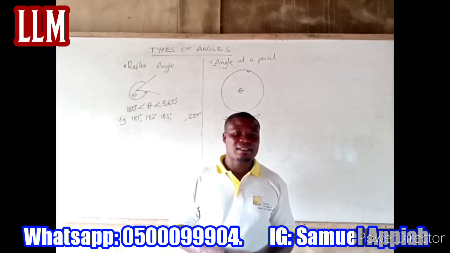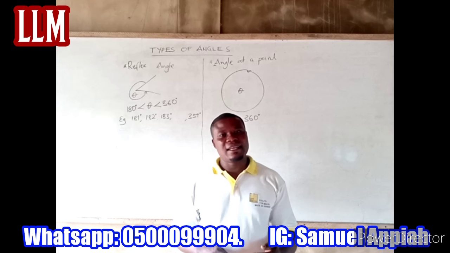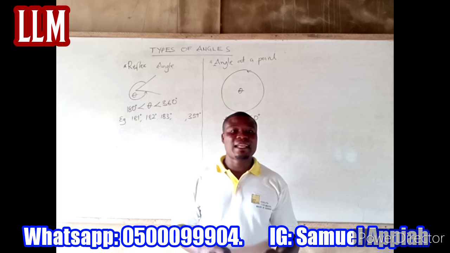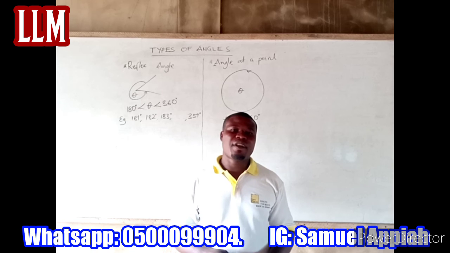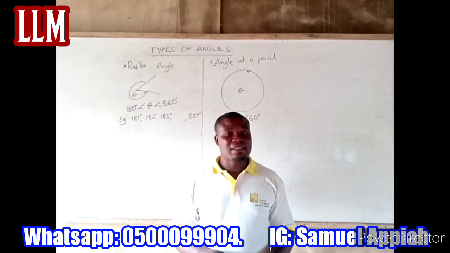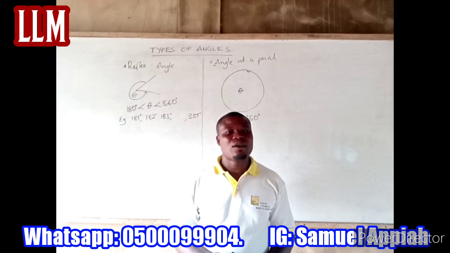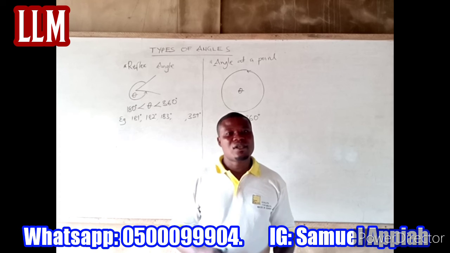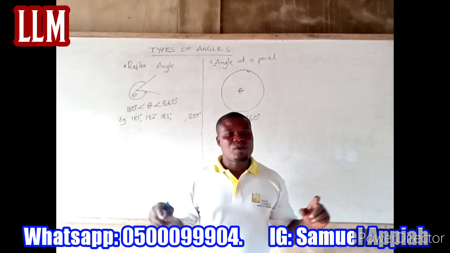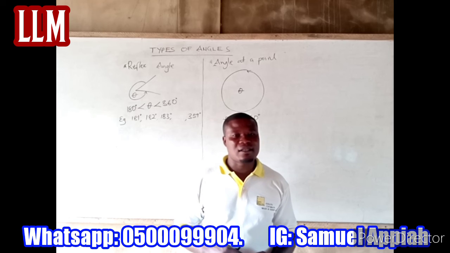The third angle we looked at is the obtuse angle. I said an obtuse angle is any angle which is greater than 90 degrees, but not up to 180 degrees. This means that an obtuse angle is greater than 90 degrees, but less than 180 degrees. So from 91 degrees to 179 degrees, all those angles are obtuse angles.